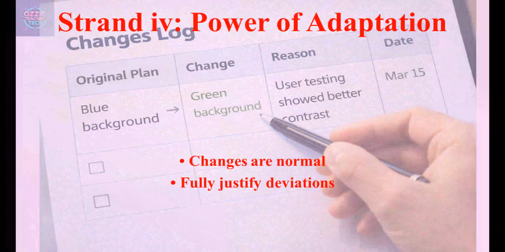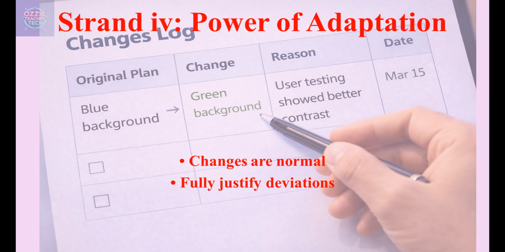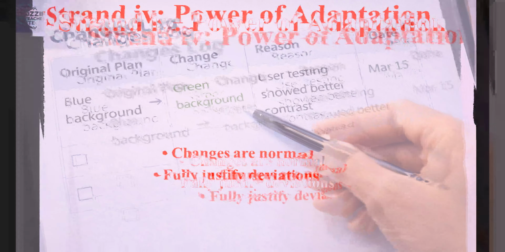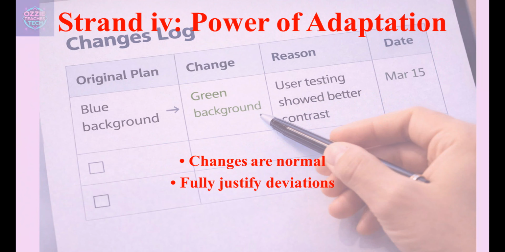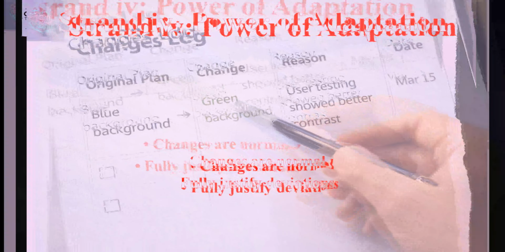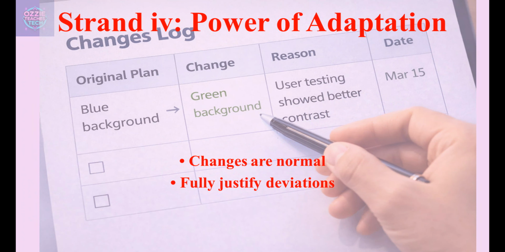Strand 4, justifying changes. This is a strand students often forget about, but it's very, very important. Strand 4 asks you to fully justify changes made to the chosen design and plan. Here's the truth. Your original plan will probably not be perfect. You will hit roadblocks, discover better methods, realize something won't work, or run out of time. That's not failure. That's the design process.